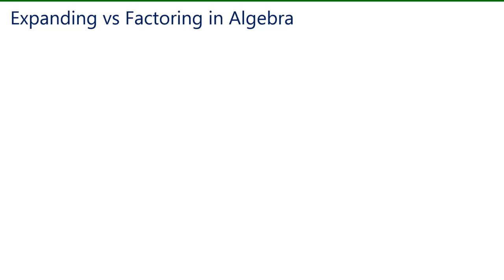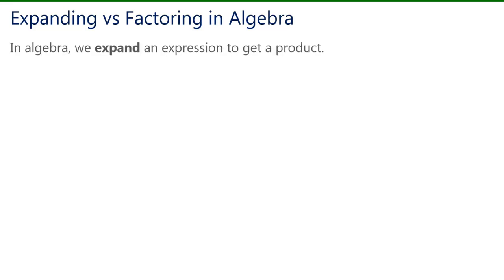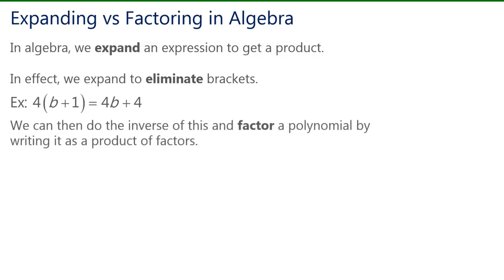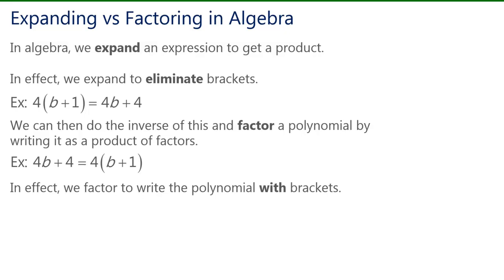Let's look at expanding versus factoring in algebra. In algebra, we expand an expression to get a product. In effect, we expand to eliminate brackets. For example, 4 outside of b plus 1 equals 4b plus 4. We've eliminated the brackets. We can then do the inverse of this and factor a polynomial by writing it as a product of factors. For example, 4b plus 4 equals 4 outside of b plus 1, the factors being 4 and b plus 1. In effect, we factor to write the polynomial with brackets.